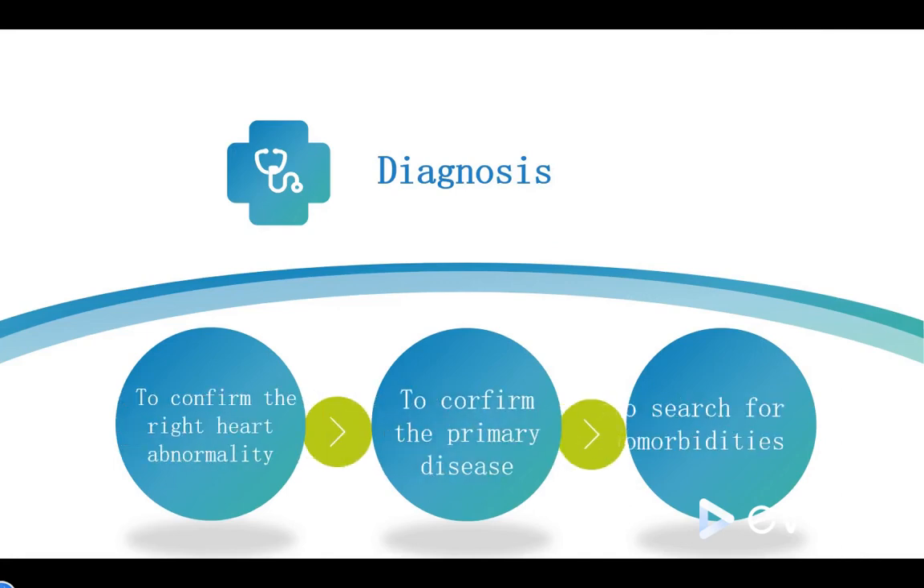Now, let's move to the diagnosis for this patient. There are 3 steps for the diagnosis of cor pulmonale. Step 1, to confirm the right heart abnormality. Step 2, to confirm the primary pulmonary or thoracic disease. And finally, step 3, to search for other comorbidities.